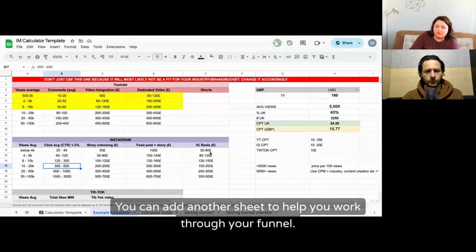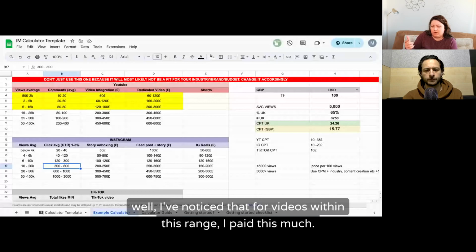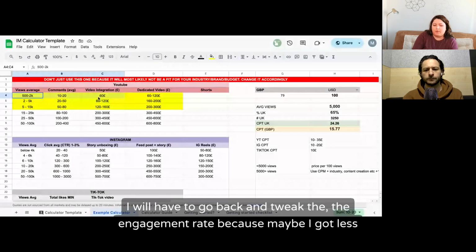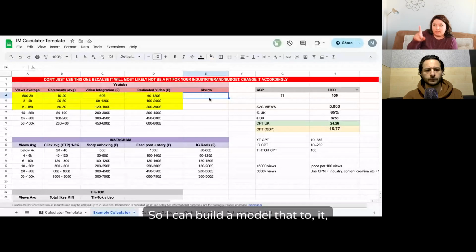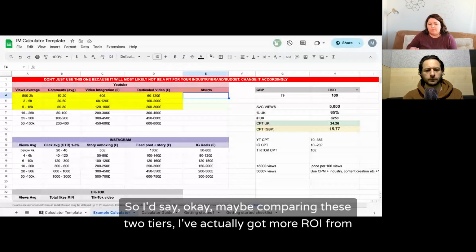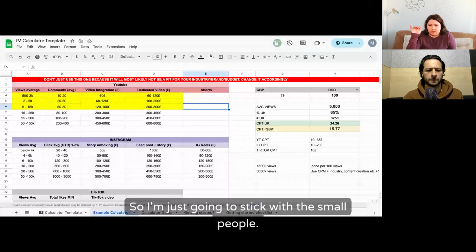You can add another sheet to help you work through your funnel. You can build a pricing table based on your past integrations and say, well, I've noticed that for videos within this range, I paid this much. I will have to go back and tweak the engagement rate because maybe I got less or more than I was expecting. And this was the ROI, right? So I can build a model that will guide me in the future. So I'd say, okay, maybe comparing these two tiers, I actually got more ROI from really small people than from the people at the end of the spectrum. So I'm just going to stick with the small people.